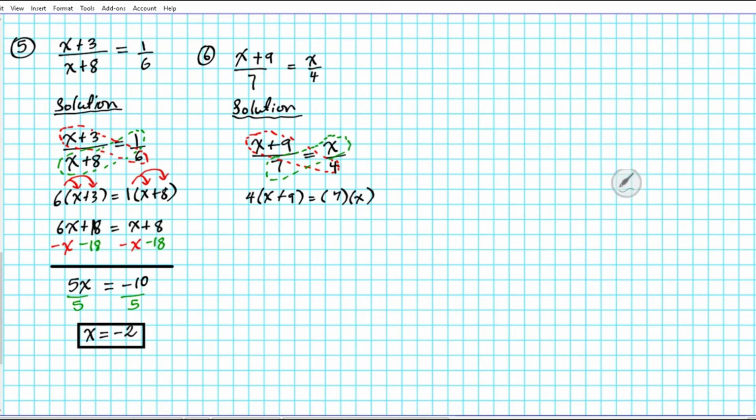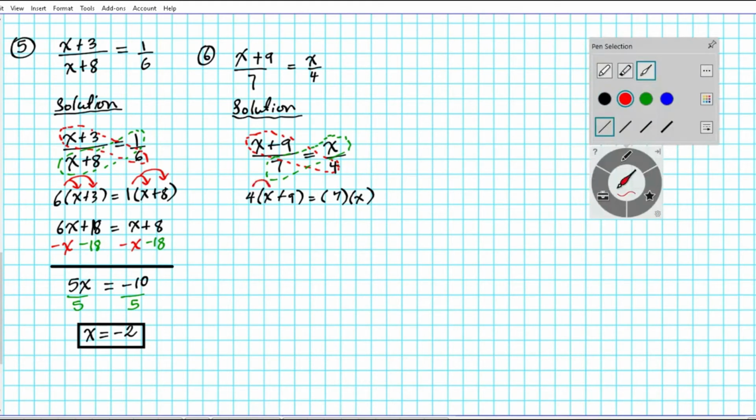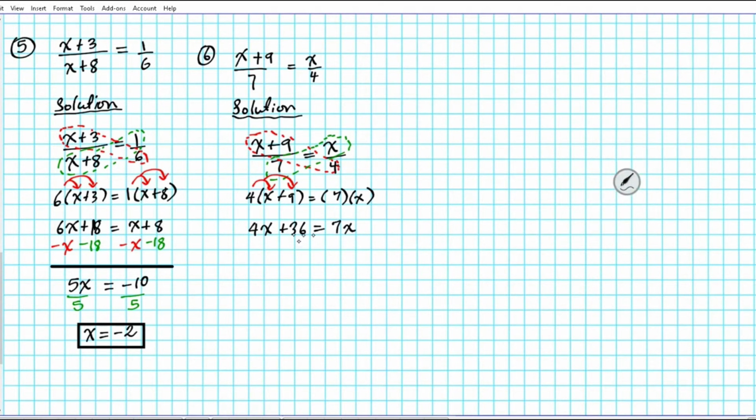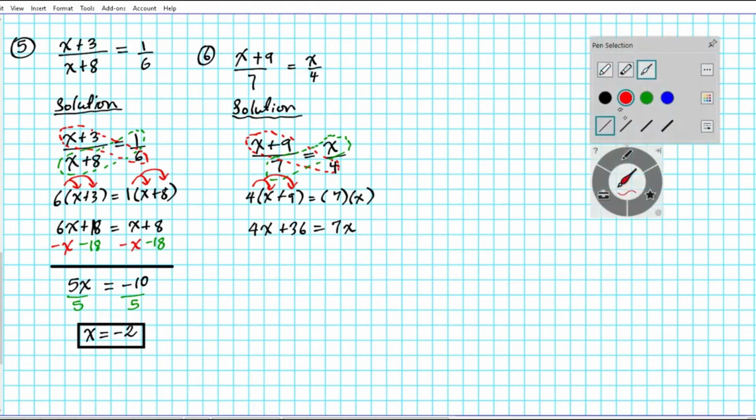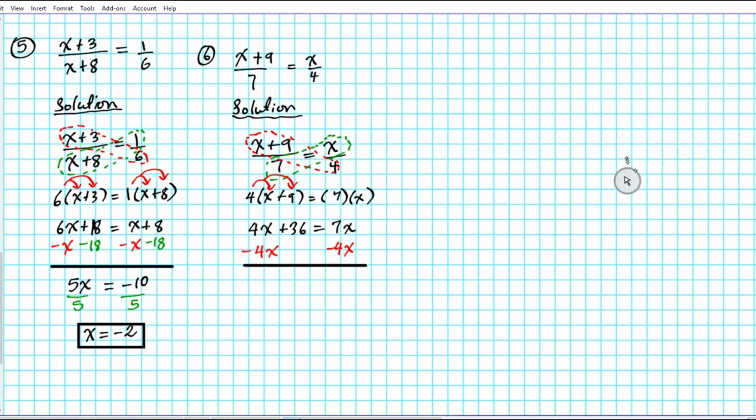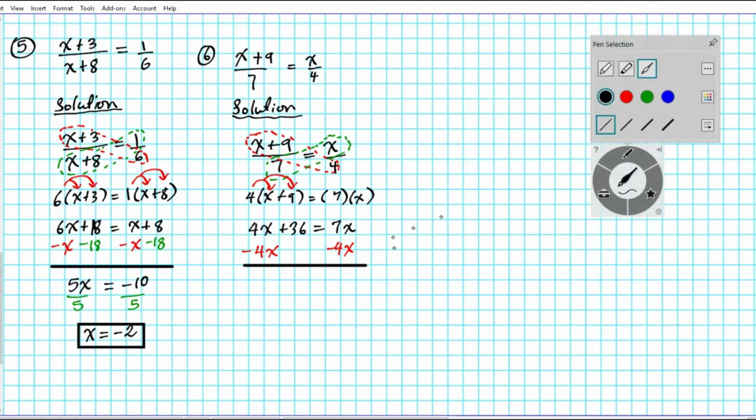If we multiply that out, we just distribute the 4 to x and 9, and that yields 4x plus 36 equals 7x. Now what we're going to do is we're going to proceed to move the 4x to the right side of the equation so we have a positive sign with the x variable. So we subtract 4x from both sides of the equation. That will yield 36 is equal to 7x minus 4x, 3x.